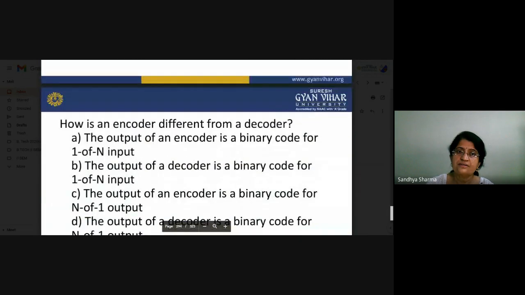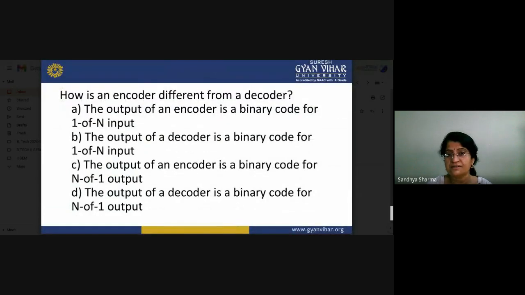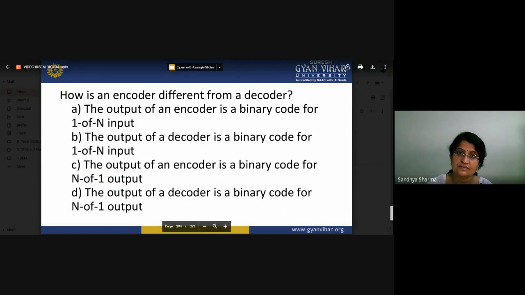How is an encoder different from a decoder? So there is also a question: what is the encoder and what is the decoder. So you can understand these processes in this way.